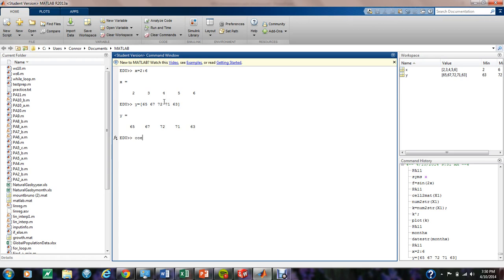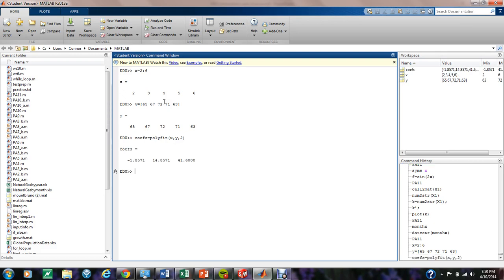And then what you're going to do is set your coefs, because now you know that these are the coefficients of the equation that you're going to get. And then you go polyfit, and you're going to go x, comma y, comma 2. So what this is saying now is that your coefficients of your equation are between x and y, and it's going to be a quadratic equation because we put in order number 2. So you hit enter, and your coefficients are negative 1.85, 14.85, and 41.6. So if we put this into the equation, we're going to get y equals negative 1.8571x squared plus 14.8571x plus 41.6. And that's how the polyfit equation works.